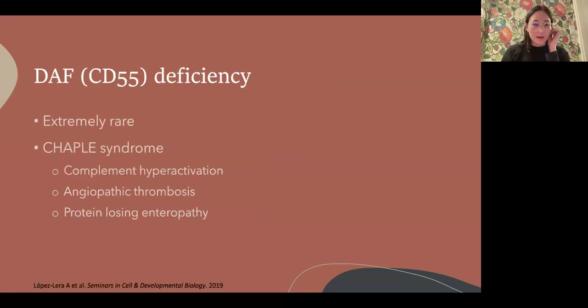And then this is called decay accelerating factor, CD55. It's one of the proteins that protects against complement-mediated destruction of your host cells. It's very rare, and the syndrome is CHAPLE syndrome, which stands for complement hyperactivation, angiopathic thrombosis, and protein losing enteropathy. So this is the syndrome that is associated with DAF deficiency.